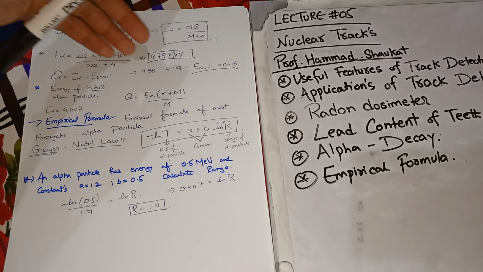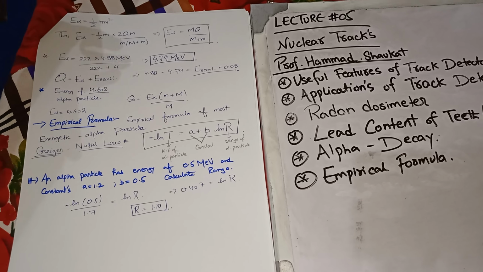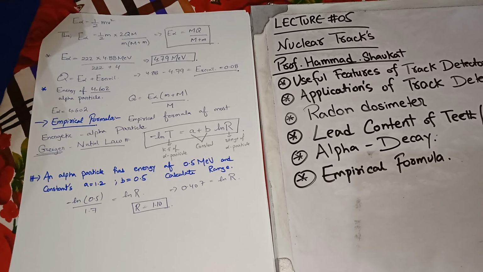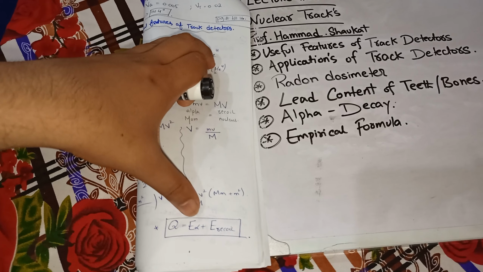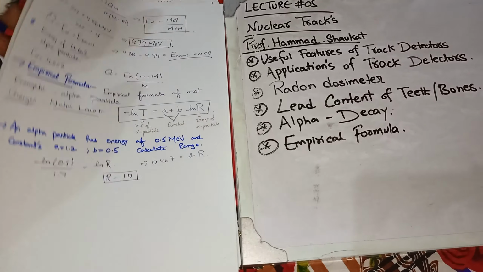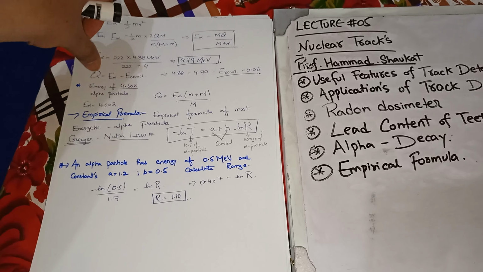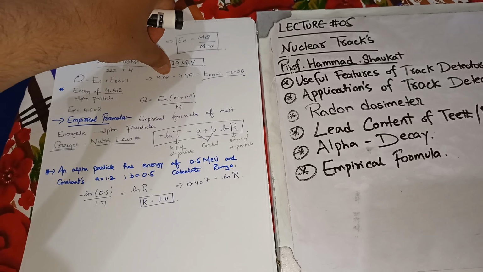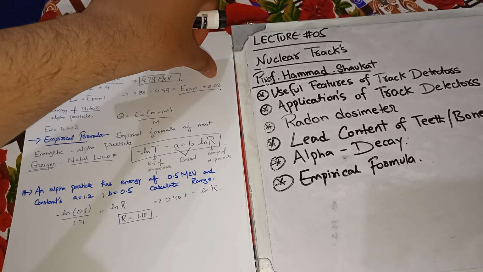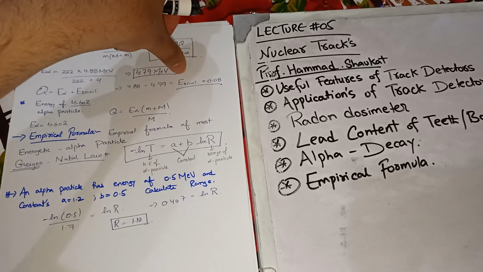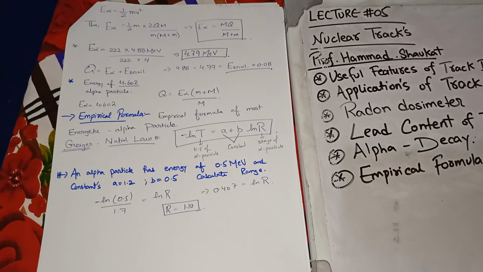So if E alpha is given and the Q value is already known as 4.88, you can easily find the recoil energy by this relation. As I told you, total energy equals the sum of the recoil energy plus the E alpha energy. To find the recoil energy, subtract E alpha from Q: 4.88 minus 4.79 gives the final answer, 0.08. This is the recoil energy.